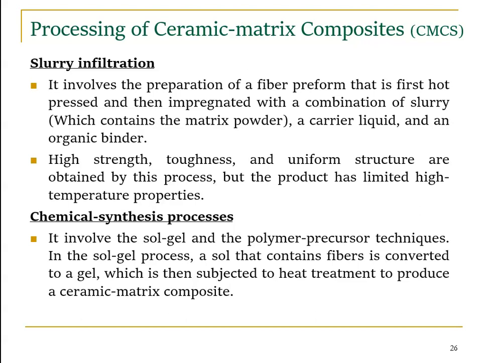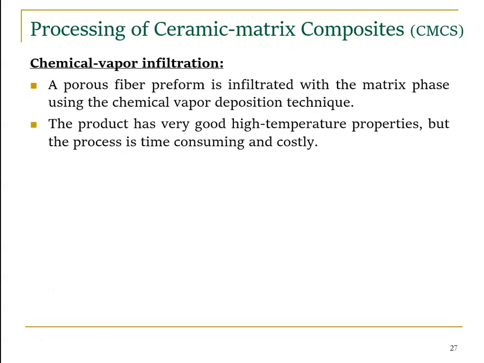Right. The second is the chemical synthesis process. It involves a sol-gel method. We have a solution that contains fiber, and it is converted to a gel, which is then subjected to heat treatment to produce a ceramic matrix composite. So the sol-gel means we add some chemical and we convert it to gel. Gel is a liquid form. Matrix is a solid phase. So both are combined, and we make the final components. The final process, chemical vapor infiltration, is nothing but a porous fiber preform infiltrated with the matrix phase using chemical vapor deposition techniques, right?